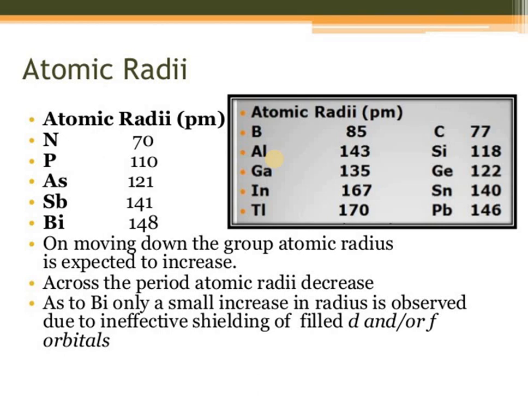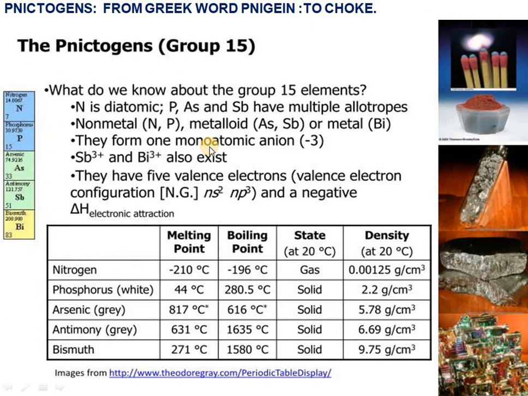And from arsenic to bismuth, there is only a small increase in radius because of imperfect or ineffective shielding due to the filling of d or f orbitals. These are also known as inner orbitals. Okay, and let us discuss the word. This is also known as nitrogens.